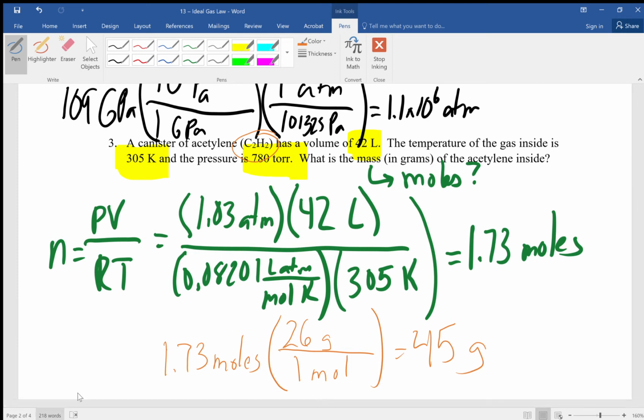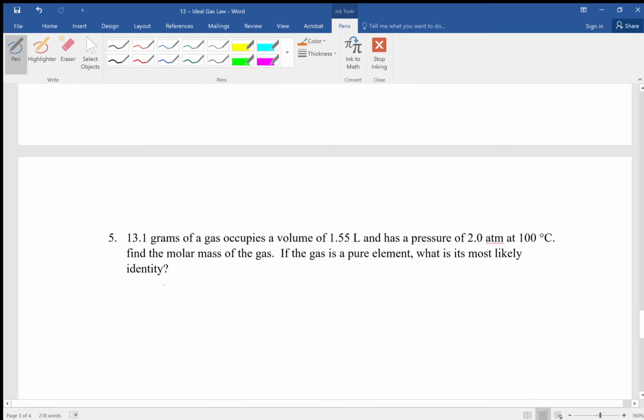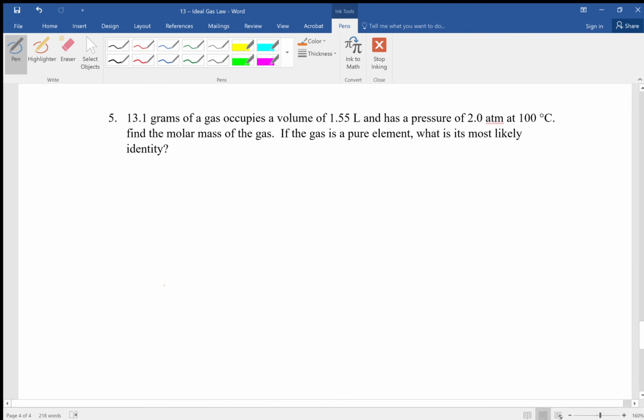All right, I'm going to skip ahead for the moment to number 5. So number 5 is pretty similar to the last one of the last ones we did on the lecture slides, because we're looking for the molar mass of some unknown gas. But in addition, I also tell you if the gas is a pure element to figure out what gas it is.